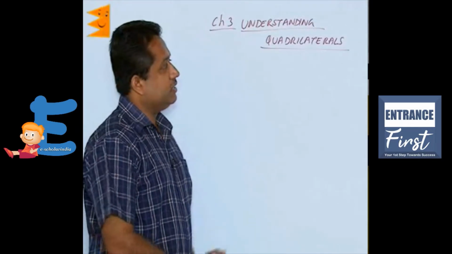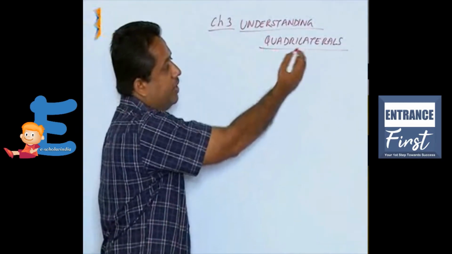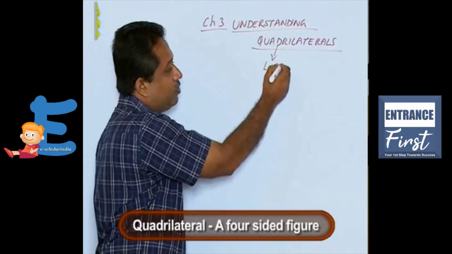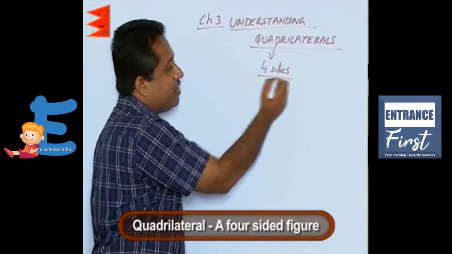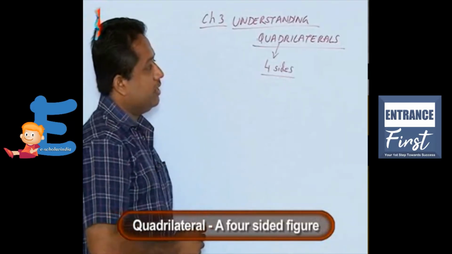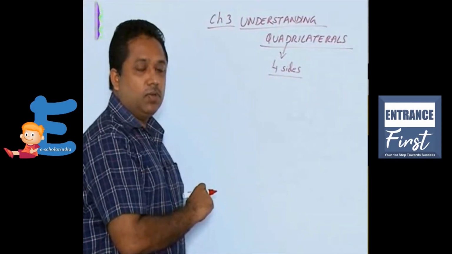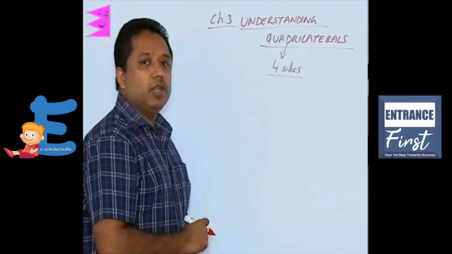Understanding quadrilaterals. Quadrilateral means a four-sided figure. When the figure has four sides, we can say that figure is a quadrilateral. But before studying what quadrilaterals are, it is important that you know that there are different types of polygons.